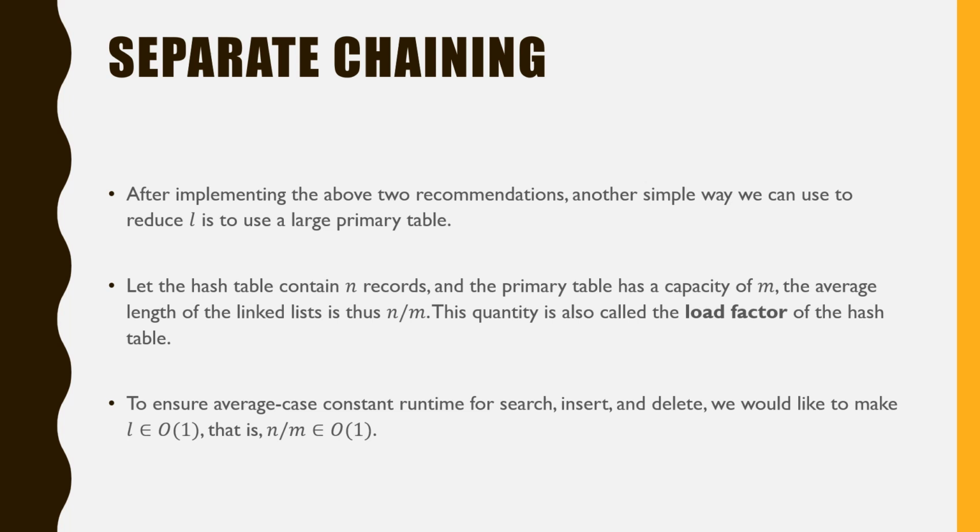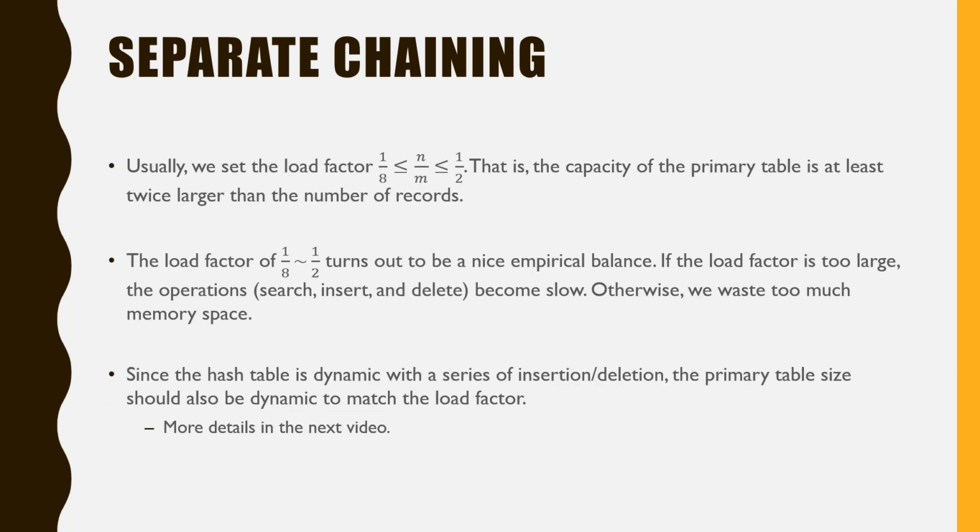If we wish to achieve the claimed constant time complexity for hash table search, insertion, and deletion, we should make L in O(1). If the load factor is too large, the corresponding operations may have to go over long linked lists and become very slow. On the other hand, if the load factor is too small, we may waste too much space in the hash table. Usually, we set the load factor to between 1 over 8 and 1 over 2, which gives a nice balance of the time and space efficiency.